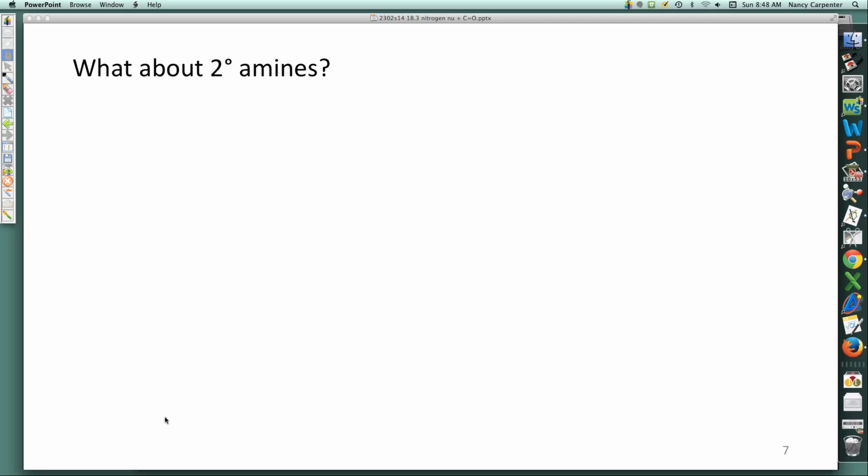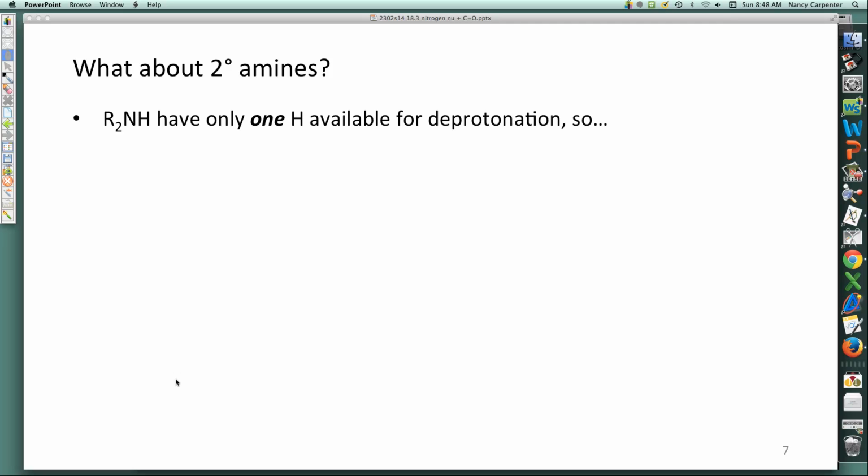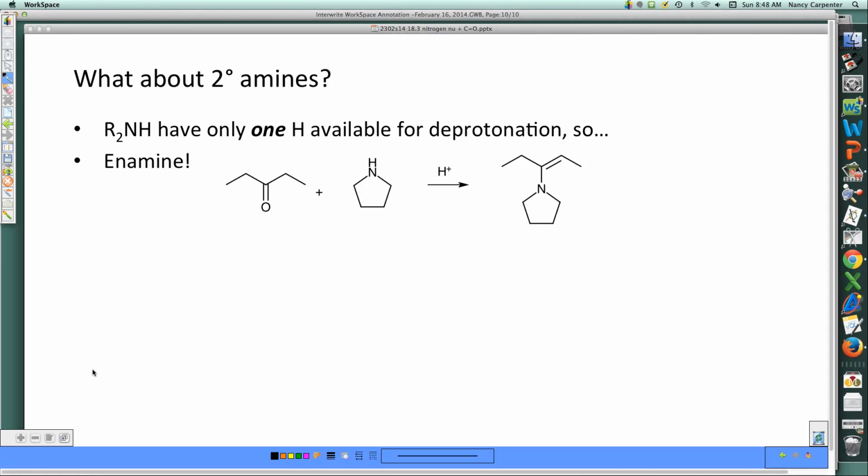All right, well, what about secondary amines then? Do they react with aldehydes and ketones? They only have one hydrogen available, so how does that impact everything? Well, it impacts it quite well. It means that when a secondary amine reacts with a ketone or aldehyde, you get an enamine. So how does that work?